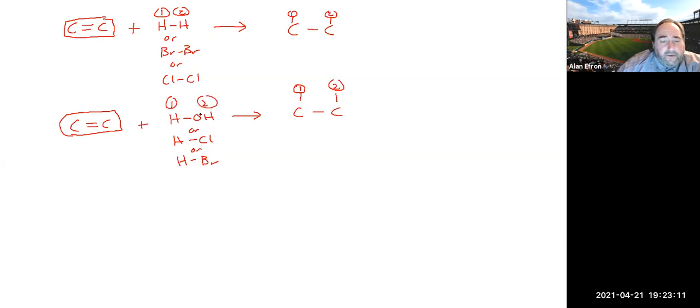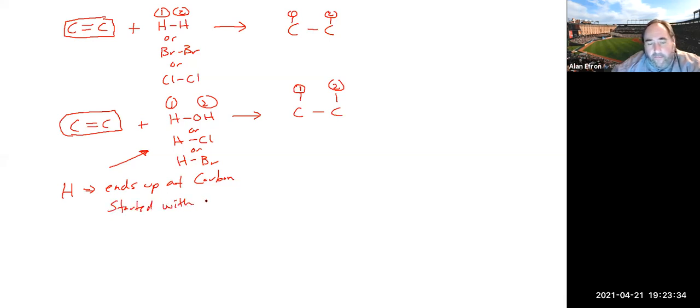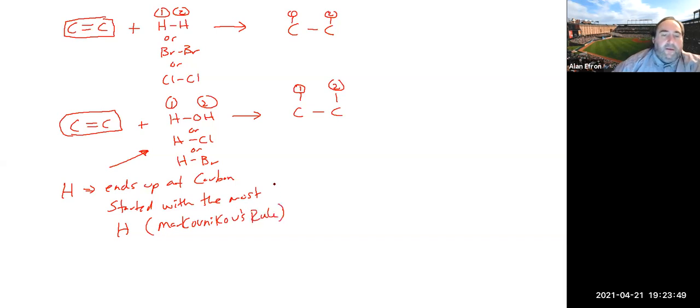Same thing here. The only difference is with unsymmetrical additions, like we were talking about at the end there: if you have options for that hydrogen, it always ends up at the carbon that started with the most hydrogens. That's what is referred to as, well, I was butchering the name, Markovnikov's rule. So you don't want to make it overcomplicated.